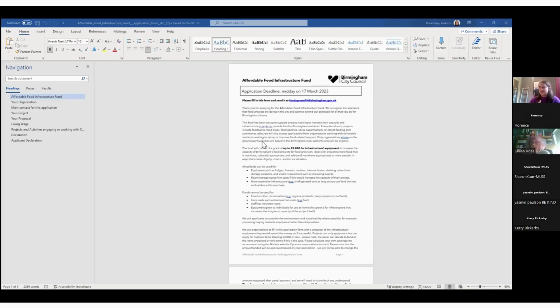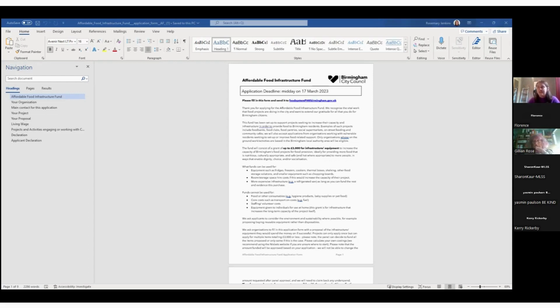This application form in this grant scheme is a bit wider than the previous one. So for the Emergency Food Aid Fund, it was only for food projects, so people already providing food. And one of the criteria for receiving the funding was being able to demonstrate existing work in food insecurity. Whereas this one is a bit wider. So if you're an organisation which is providing general support for vulnerable people, it doesn't have to be food, it can be things like debt advice, or even things like counselling for different types of people who are vulnerable and who are struggling to afford food.